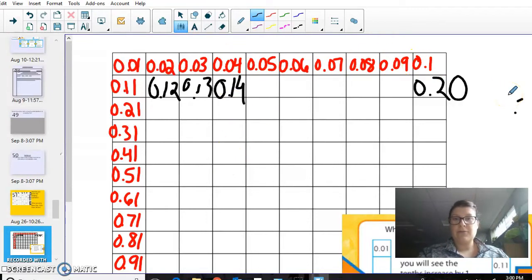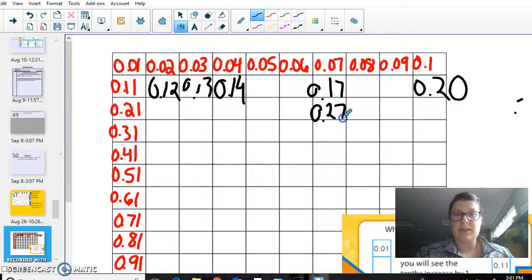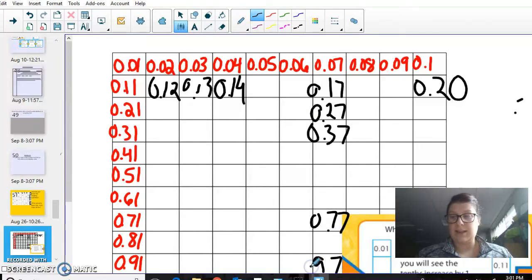If I were to pick this column here of my 7 hundredths, and I know that it increases by 1 tenth each time, I would know this is 1 tenth and 7 hundredths, or 17 hundredths, 27 hundredths, 37 hundredths, all the way down to 77 hundredths, 97 hundredths. I could keep going until I get to one whole. Okay, it's pretty simple. It works just like the hundreds chart that we're used to using.